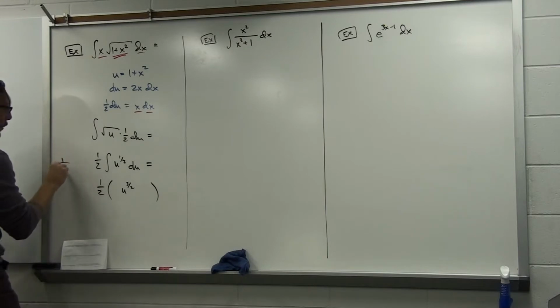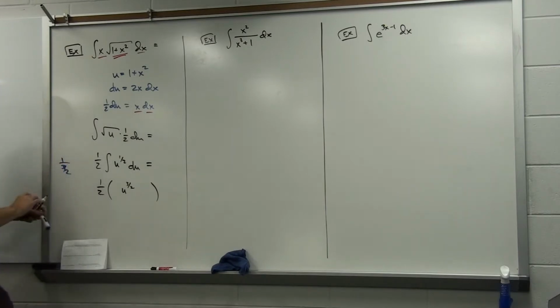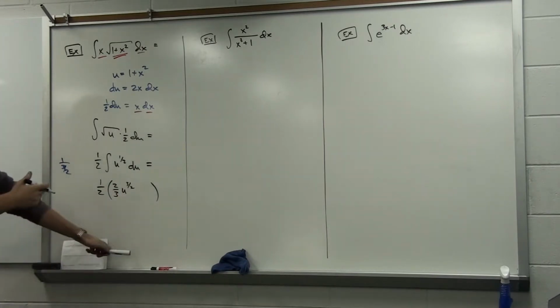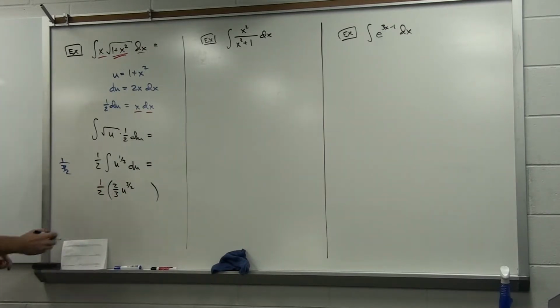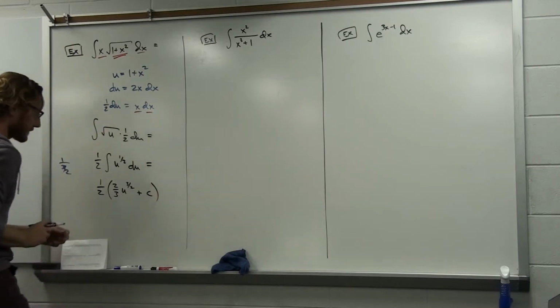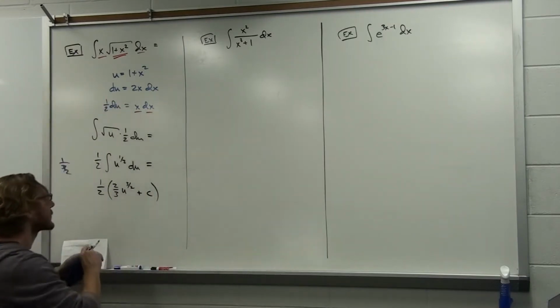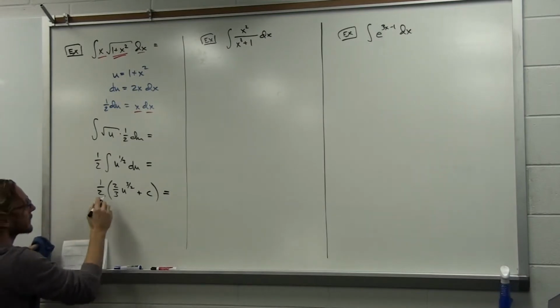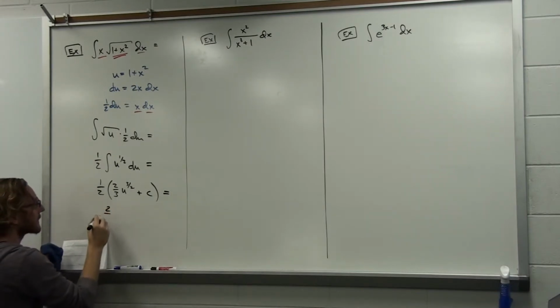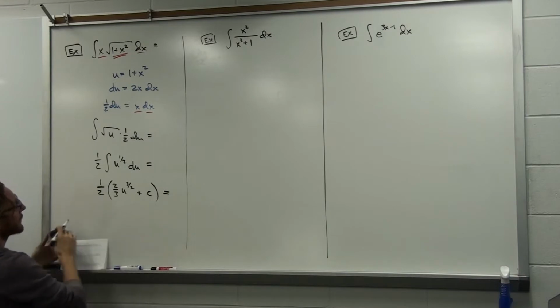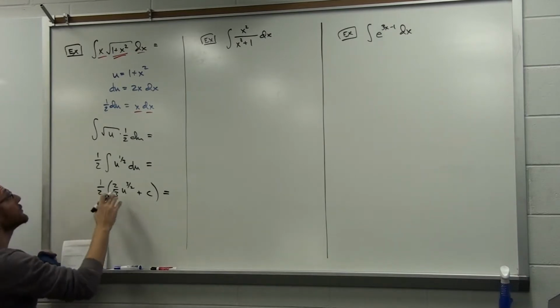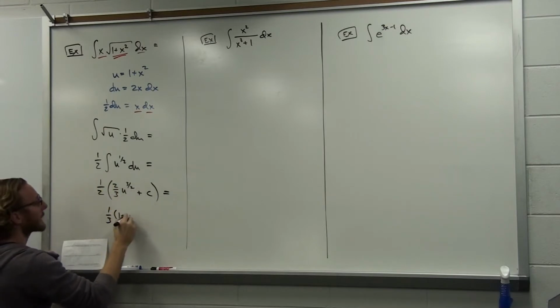Think with me for a second. 1 over 3/2 is just the reciprocal of 3/2, which is 2/3. So we get 2/3 u to the 3/2 plus c. Now to polish this off as a final answer, let's take that 1/2 and distribute it through. We're going to get 2/6, well, a half times a third. Let's just cancel the 2s and get 1/3, that'll be simpler. And u is 1 plus x squared.